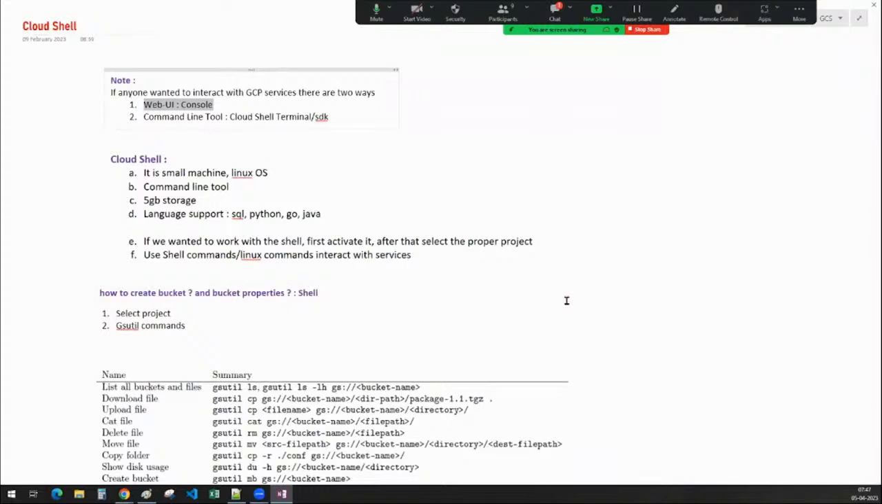So whenever I interact with any of the services, there are two ways I will tell you. For example, today I am working on Google Cloud Storage. I will tell you how to create a bucket from the console. I will also tell you how to interact with Google Cloud Storage from the Cloud Shell. Okay, two ways we will see.